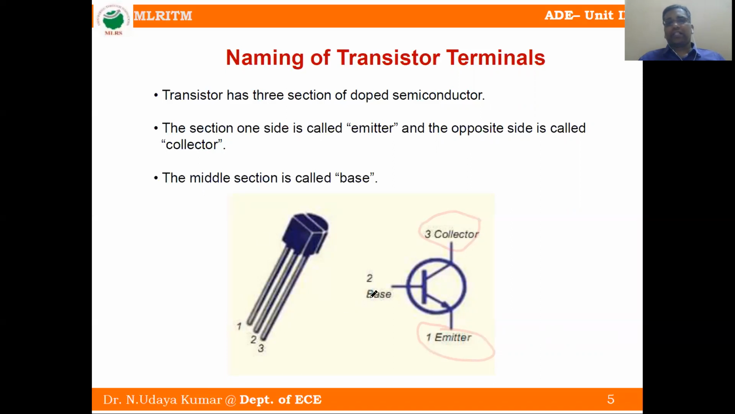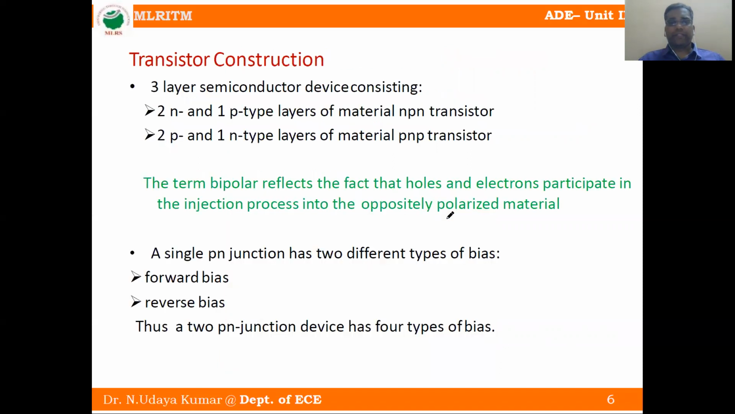Okay, this is the symbol of a transistor or BJT. So this is practically what we will see in the lab. This one is the kind of BJT. So this is the symbol. So it is a 3-terminal semiconductor device, BJT. Okay.